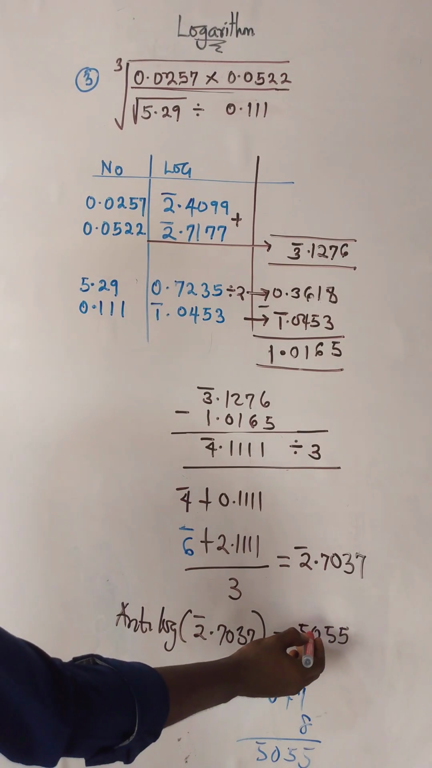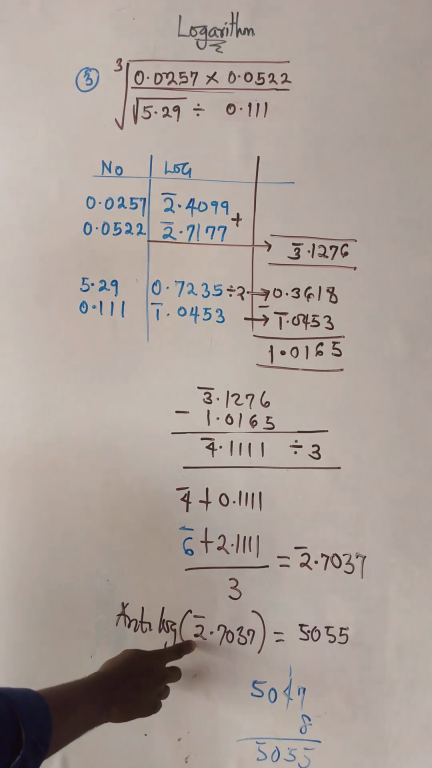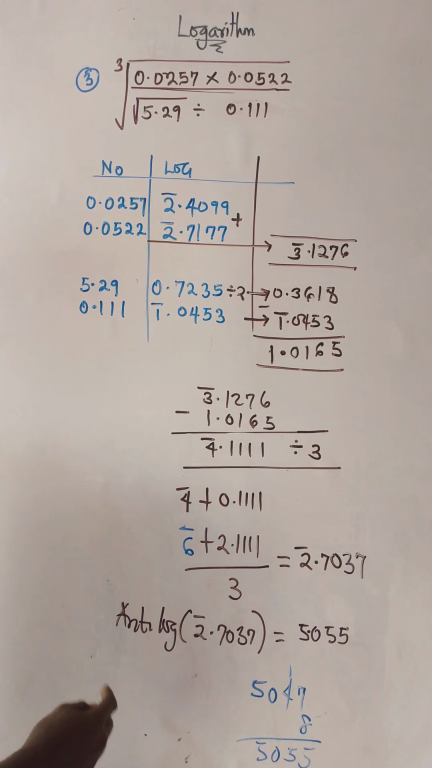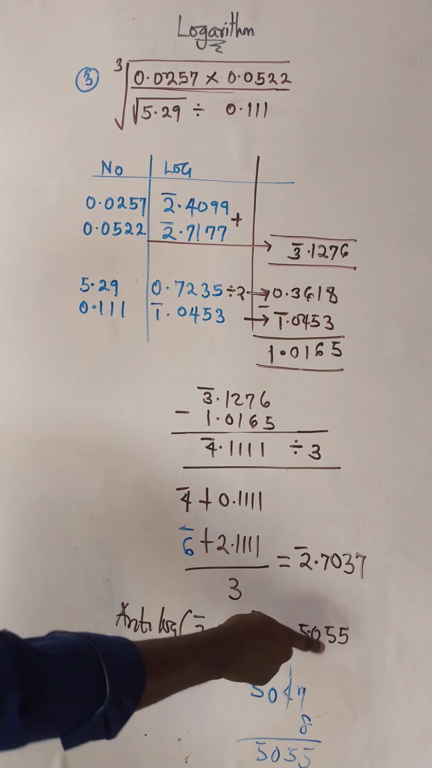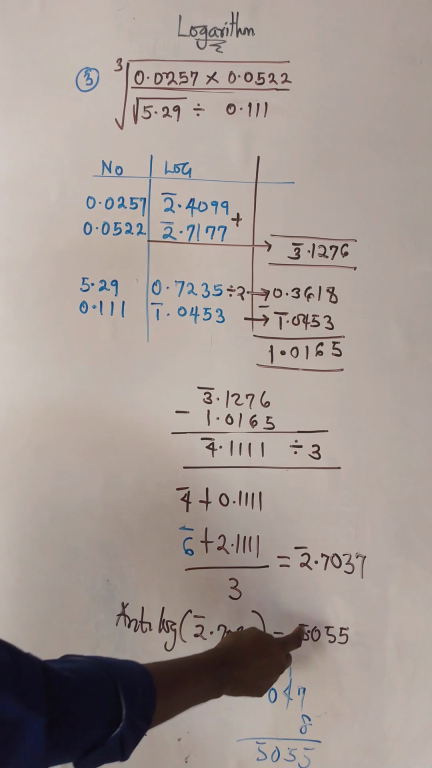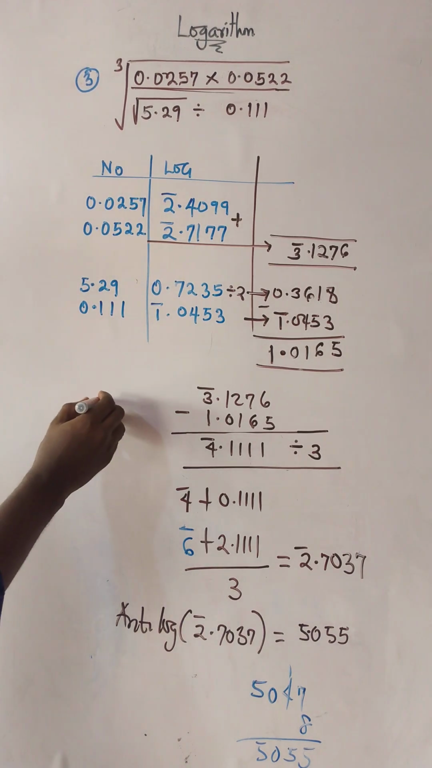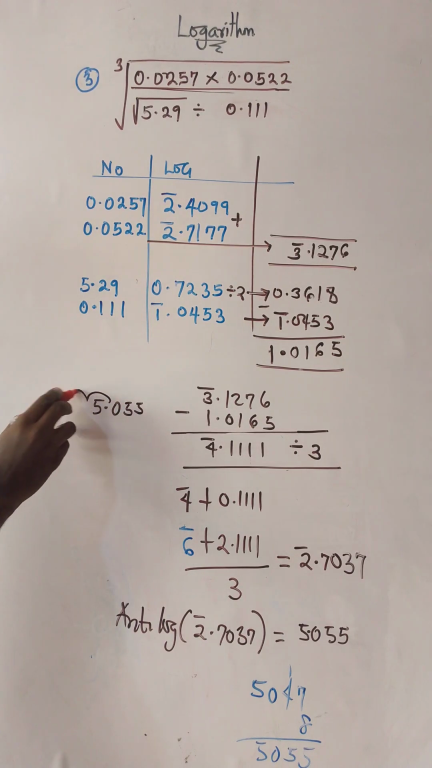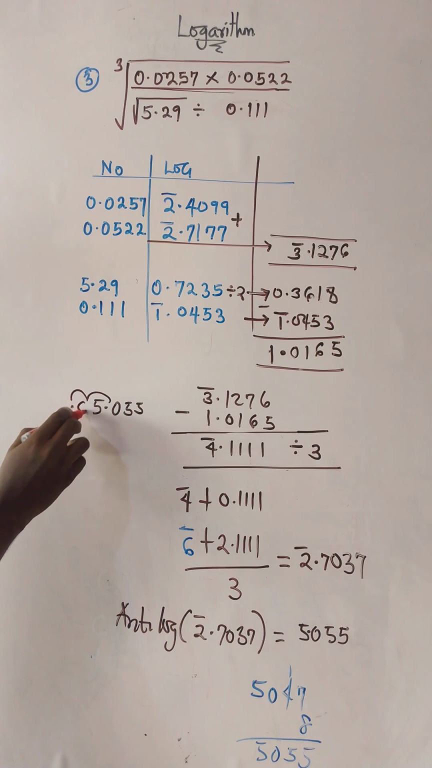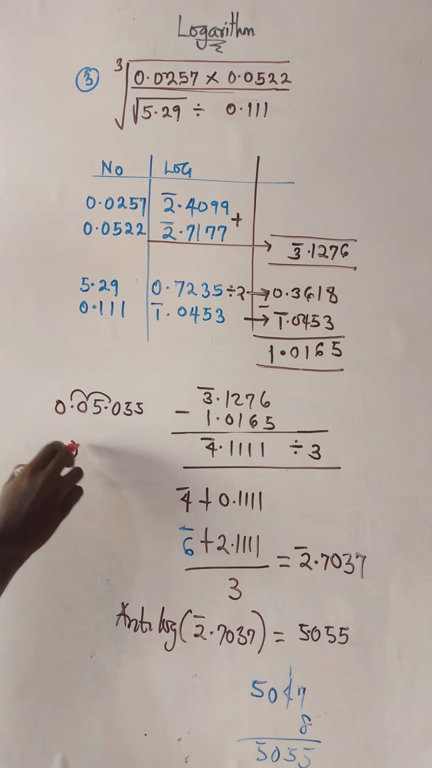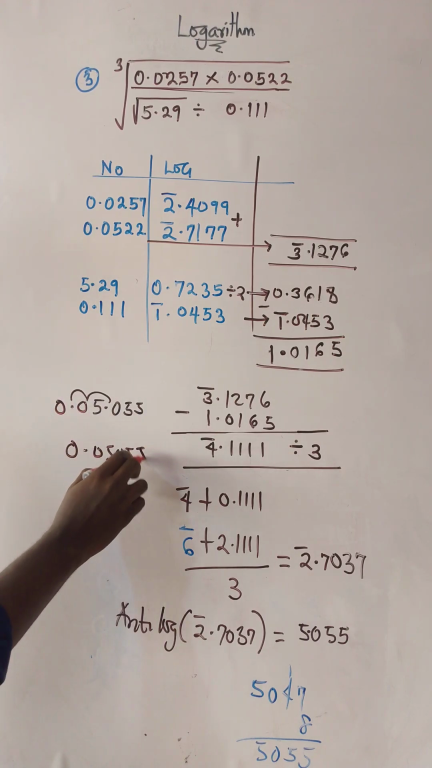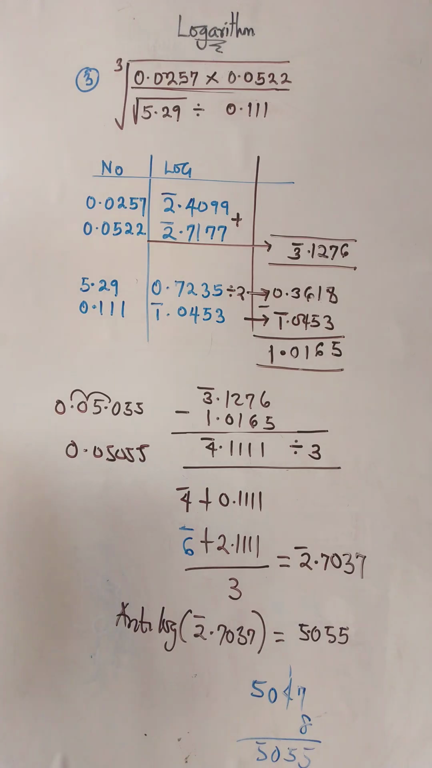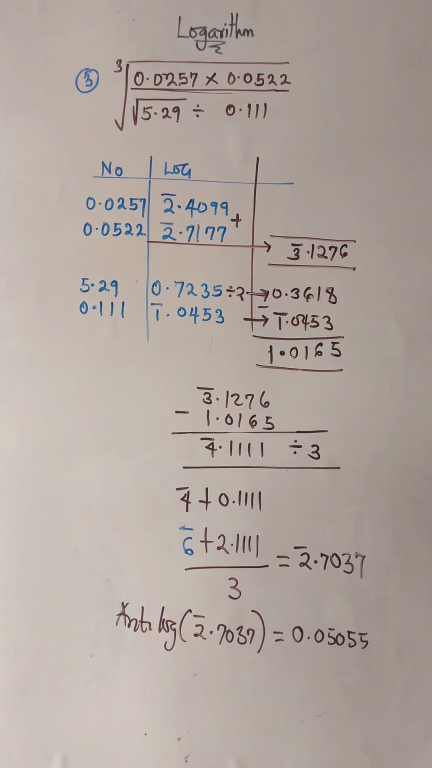By default, the decimal point is here. So bar 2, meaning we are going to shift backward. When we have 2 here, we'll go forward, but because we have bar 2, we go backward 1, 2. So if you have 5.055, go 1, 2. The decimal point will be here, so we add an extra 0 here, another 0 here. That's 0.05055. So the final answer after doing the antilog is 0.05055. And that is the final answer.